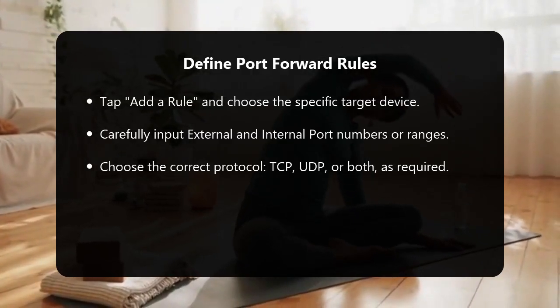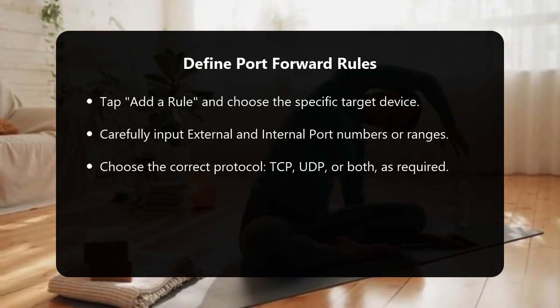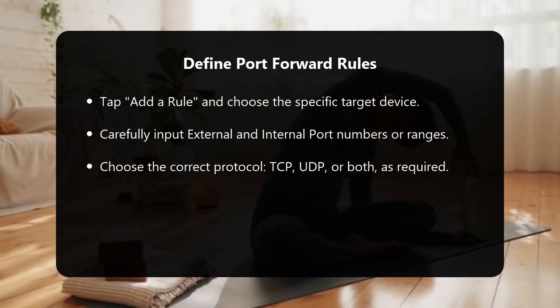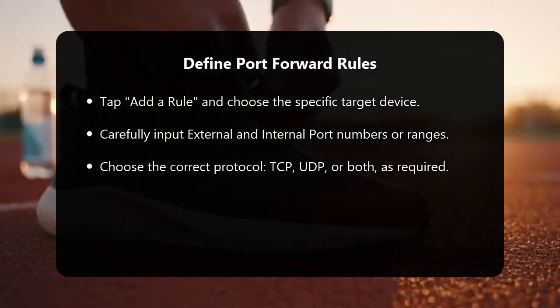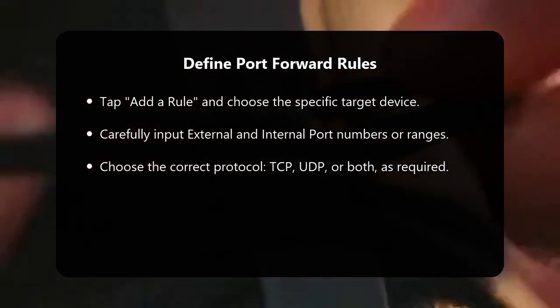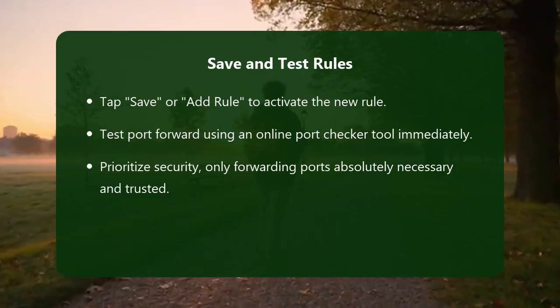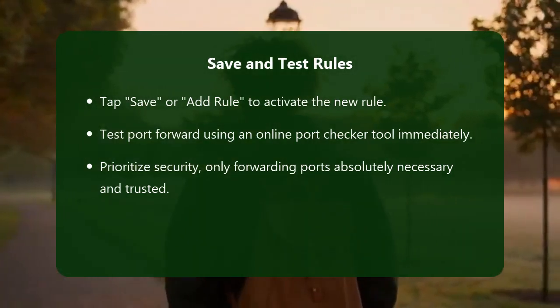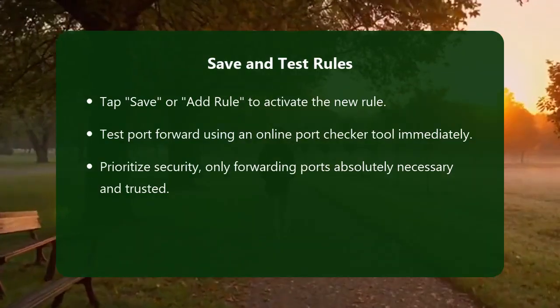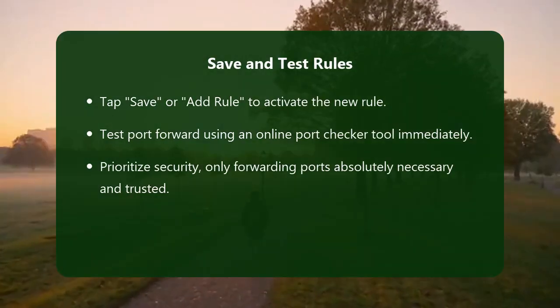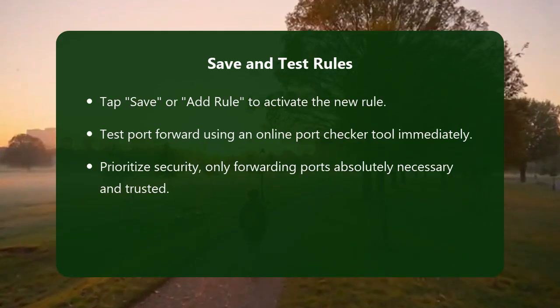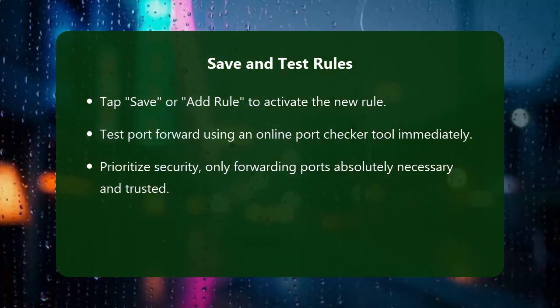After filling in all the necessary information, tap Save or Add Rule to activate the port forward. Your eero system will then apply the rule, and the specified traffic should now be able to reach your chosen device. It's a good practice to test the port forward immediately after setting it up using an online port checker tool, or by attempting to access the service from an external network.